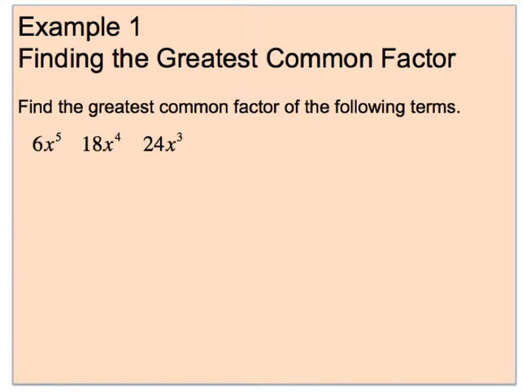In example 1, the question asks us to find the greatest common factor of the following terms. In order to find the greatest common factor of terms, what we want to do is take what's called a prime factorization. So we want to take this 6x to the fifth and write it such that it's only prime factors being multiplied together. To write 6 as a product of prime factors, we write 6 as 2 times 3. And then since we have x to the fifth, we want to write 5 x's.